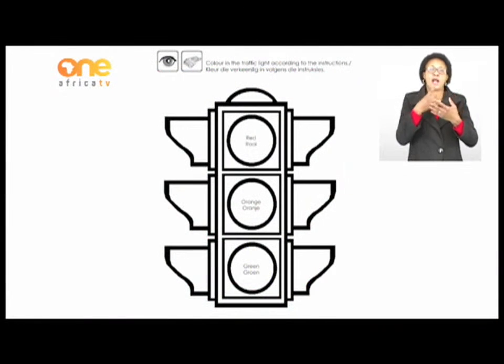On page 11, we can see something that we always see around town. Some of you call it a robot, but the correct word is traffic lights. You can see that there is a traffic light there for red, a traffic light for orange, and a traffic light for green. So I'd like you please to color the first traffic light red. Then you will color the second one orange, and then I want you to color the third one, or the last one, or the one at the bottom green.